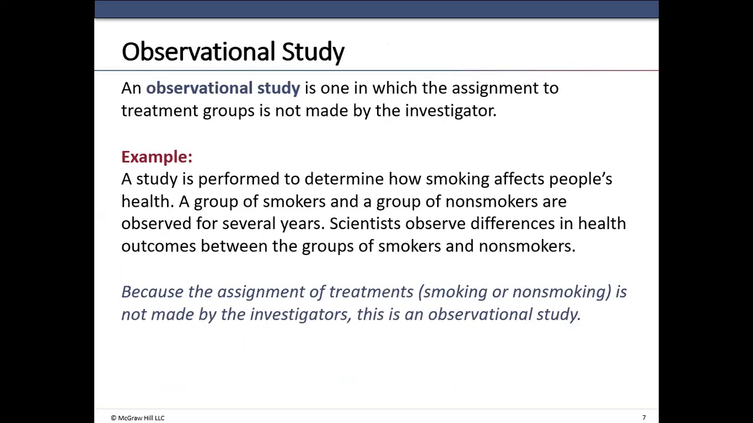An observational study is one in which assignment to treatment groups is not made by the investigator. A study is performed to determine how smoking affects people's health. A group of smokers and a group of non-smokers are observed for several years. Scientists observe differences in health outcomes between the groups of smokers and non-smokers. Notice there were no treatments given to these experimental groups. Okay, they just observe the smokers, they just observe the non-smokers. Because the assignment of treatments, smoking or non-smoking, is not made by the investigator, this is an observational study.